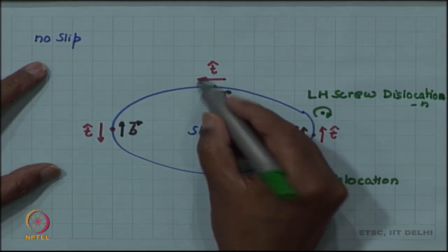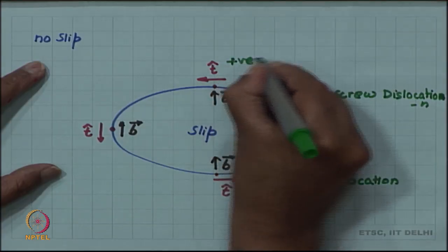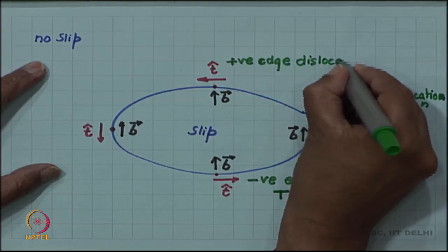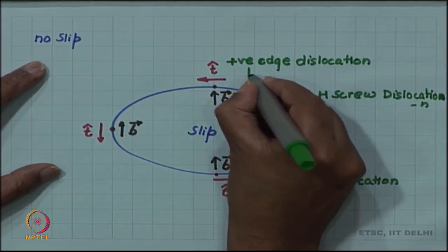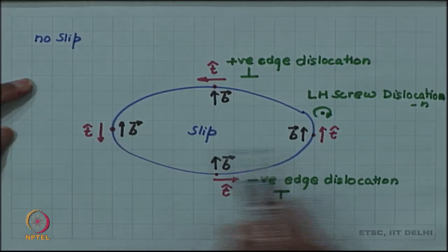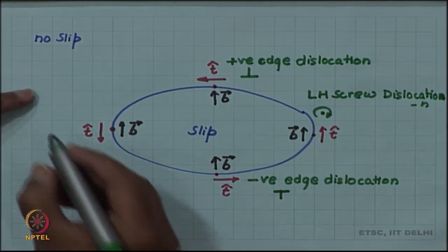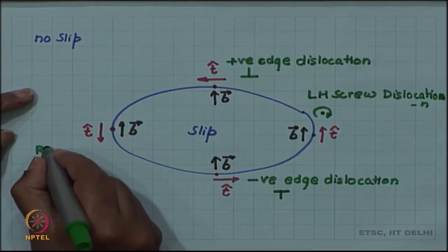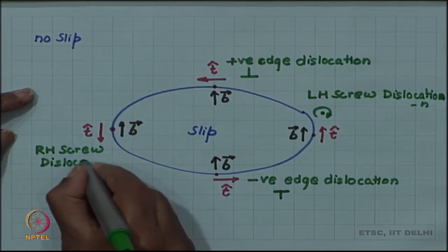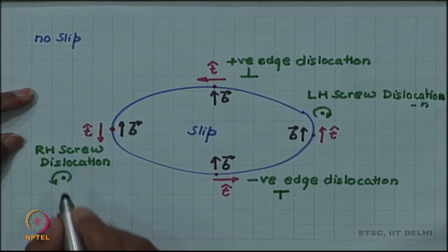Then if we come here, t and b are again perpendicular, but the dislocation changes sign. So, this becomes a positive edge dislocation, and we will denote it by an upside down T. And when we come here, t and b have become anti-parallel. Here t and b were parallel and that gave us a left handed screw dislocation. Here t and b are anti-parallel, so it will give a screw dislocation of opposite sign, and so in this case it is a right handed screw dislocation, which we can denote by a symbol like this.